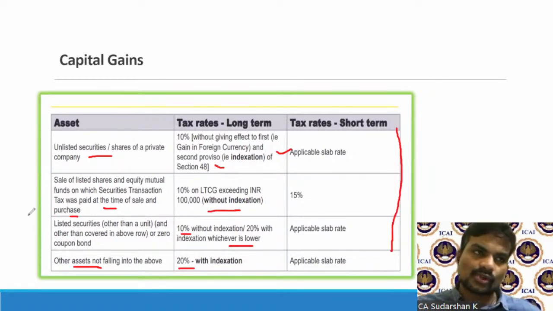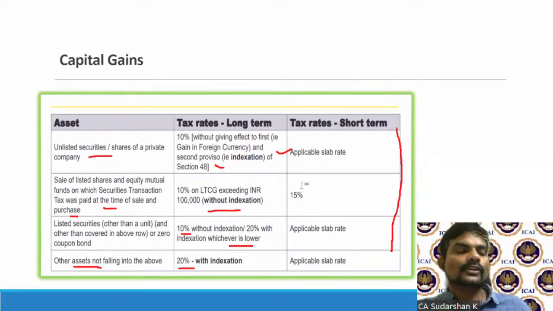This is something which you already know and you're very familiar with, so I'm not telling anything new here. But what may be relevant is one aspect for NRIs. It's only for NRIs.